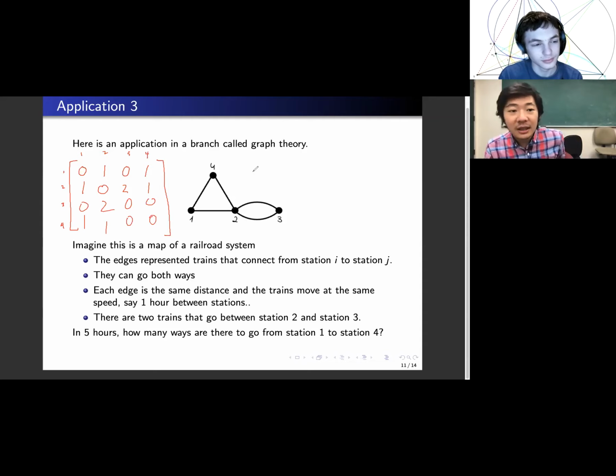So then, if we call this matrix A, then let's try to compute A squared. That is A times A.